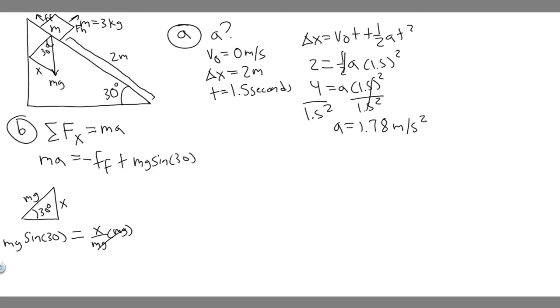We're just laying out all the forces, and so those are the only forces acting in the x. We have the frictional force and the x component of gravity. And so what we're trying to do is solve for the frictional force. But keep in mind, we know all the other variables. We know the mass, and then we know all of this.